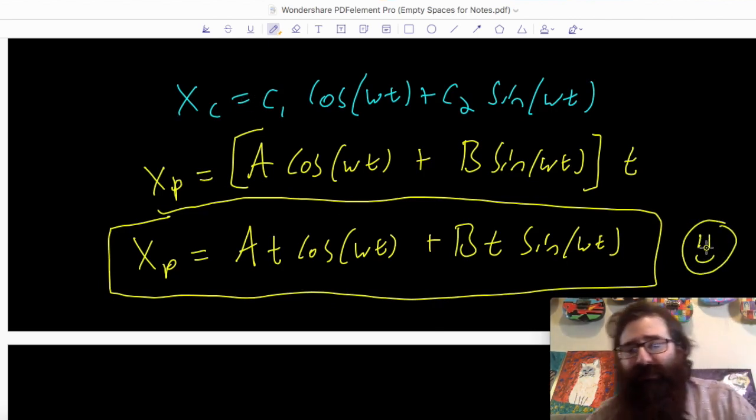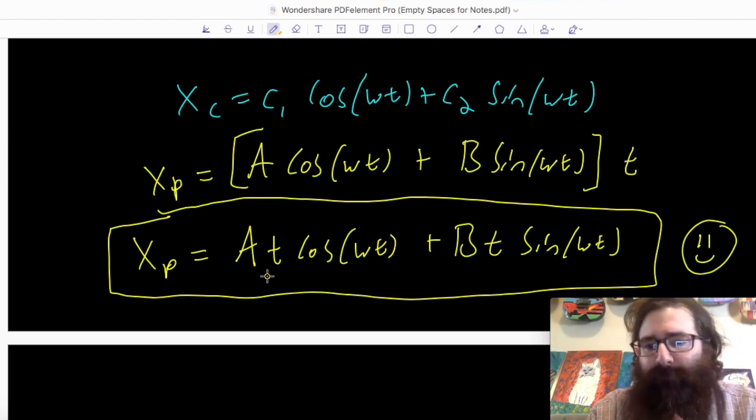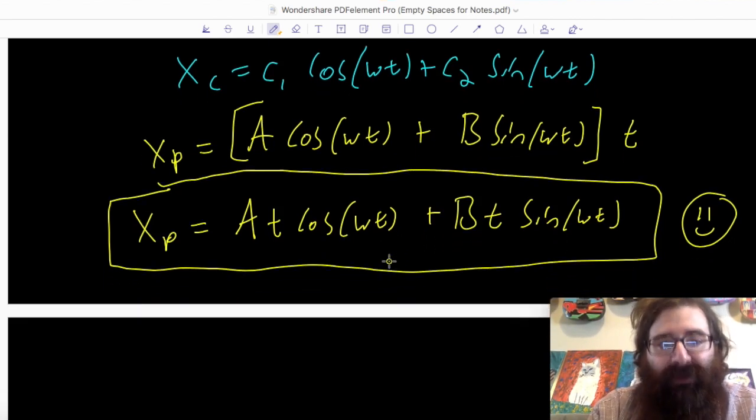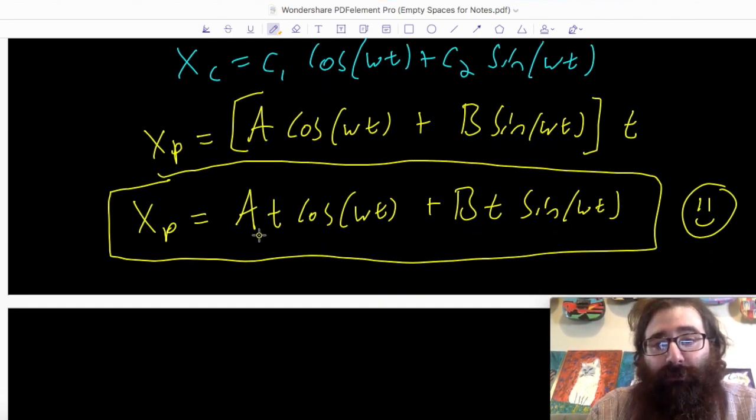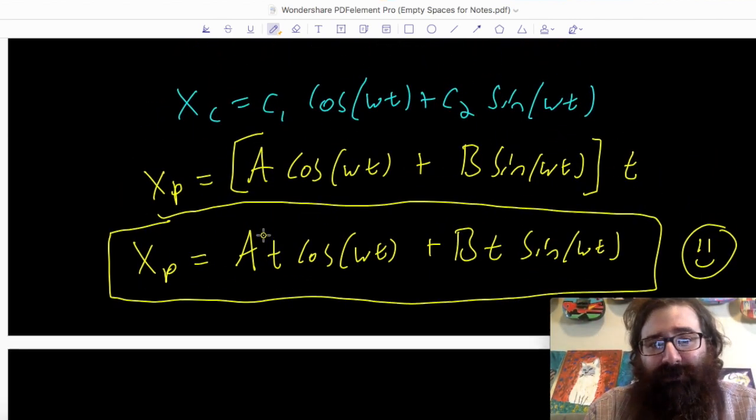But that smiley face is not really supposed to be a smiley face. This presents a huge issue. So let's go ahead and assume we go through this process, everything seems fine, we solve for a and b, they're just some constants, whatever. And now I have this particular solution. I want you to think about this. What happens as t increases to these pieces?